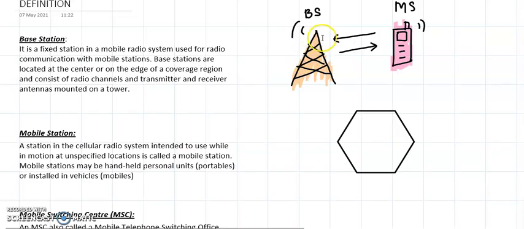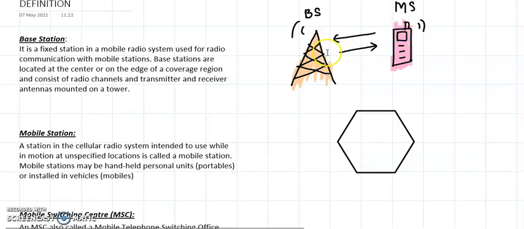So base station looks something like this. BS here stands for the base station. It is something that is fixed and it is not movable. On the other hand, MS means mobile station, which is nothing but our mobile handset, and this is free to move.